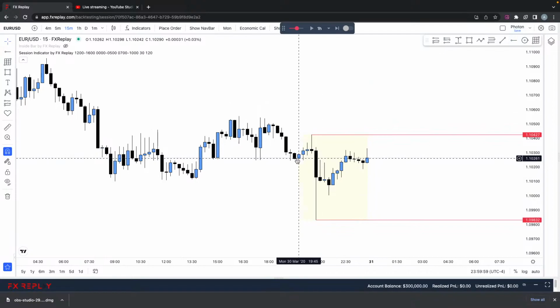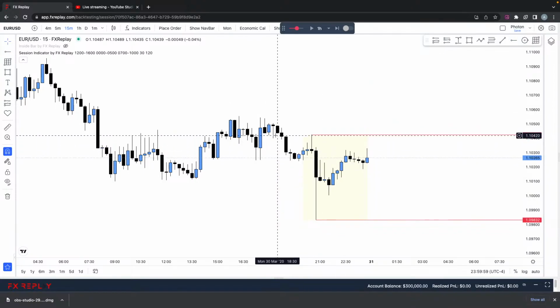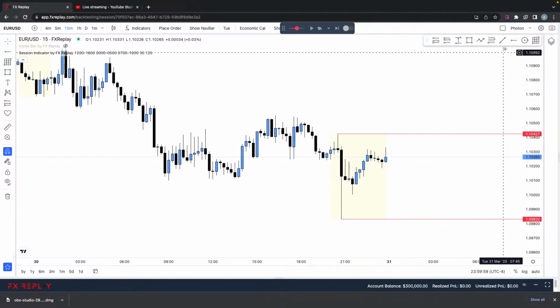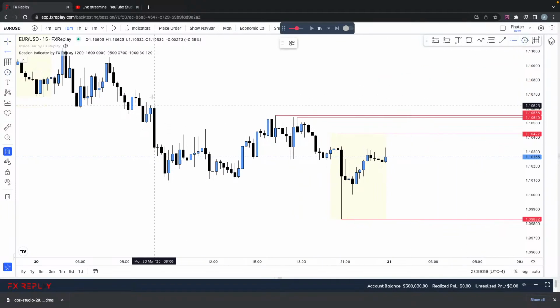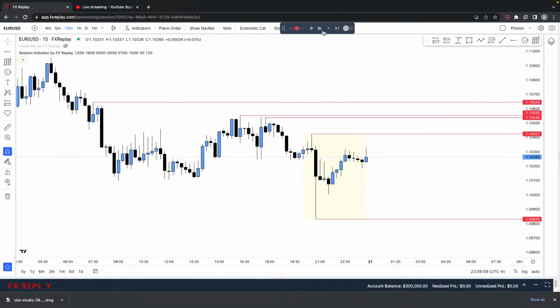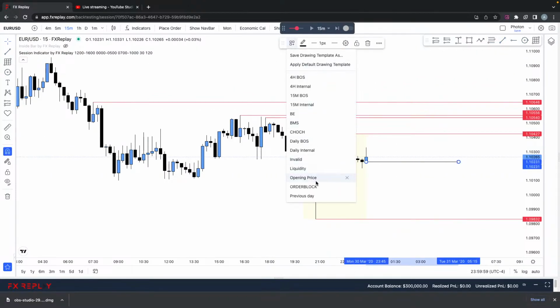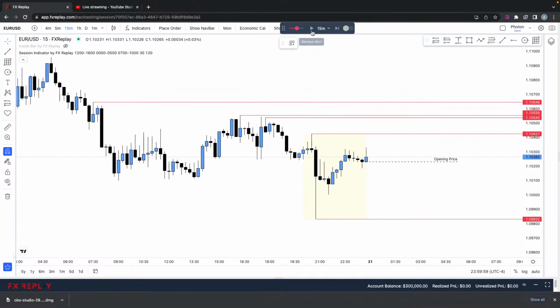Okay. Boom. Boom. 19. That's 7 o'clock. Yes, this is the high. Okay, cool. We have a high there to get swept. And the opening price is boom. Opening price. Okay.